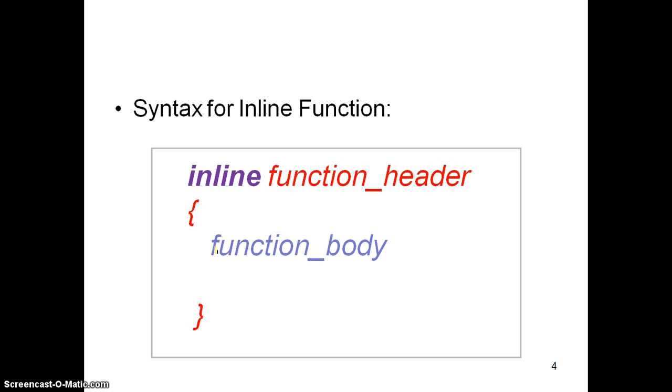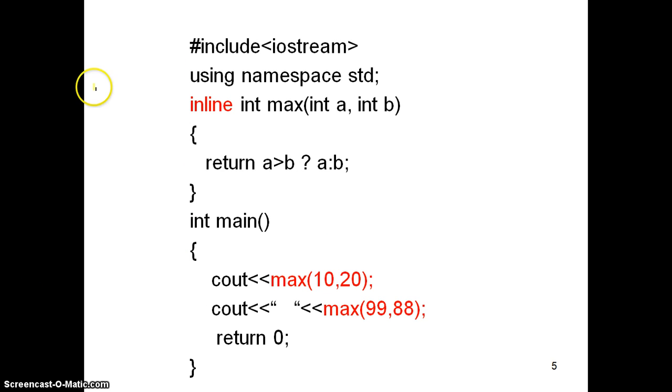Before that, how do we consider a function to be an inline function? Here we have to put one keyword, inline, before the function header. So that is inline, our function header, and then we write the definition of the function. In this case we call this an inline function. Let us see one example.